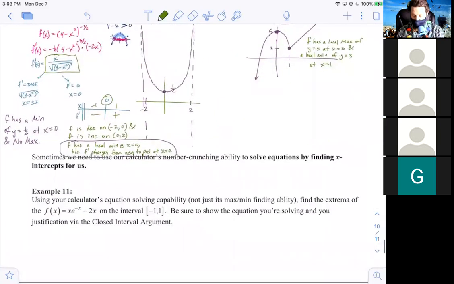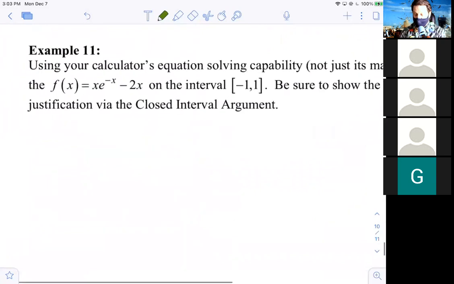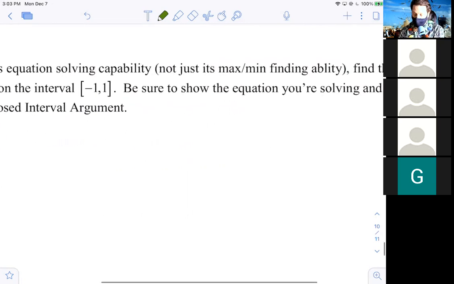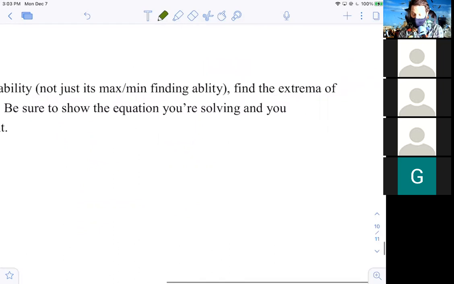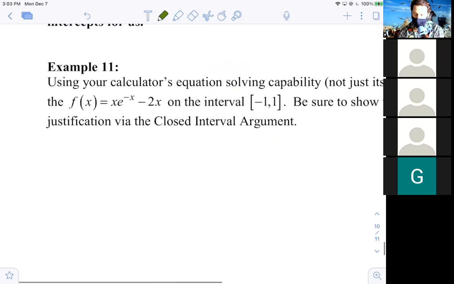Okay, well, let's do one more, and let's use the calculator here again. You'll have questions like this that do involve a calculator, but even though your calculator has the ability to find extrema, there's a max min button, you don't want to use that on the AP exam.